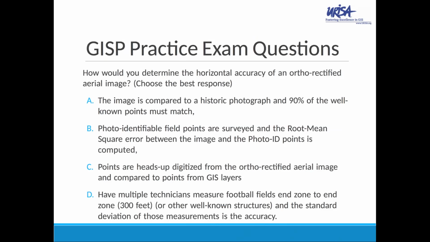Comparing points of an orthorectified image to GIS layers doesn't tell you how to compute the accuracy, it just says how to compare them. And it doesn't allow you to come to a measurement of accuracy. And the last one was just funny.